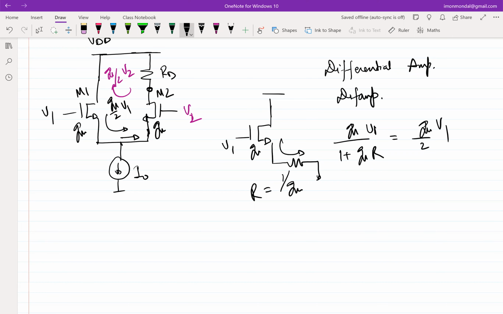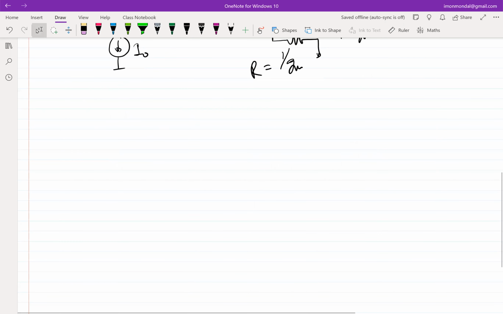So let's spend some time investigating this. Note that we came up with this structure because we wanted to use a common source amplifier, but we wanted access to two terminals. So it makes sense that this structure behaves like a common source amplifier, but with an equivalent GM equal to GM by 2. So your output, the short circuit current, for example, if I try to find out the short circuit current here, let me not do this here.